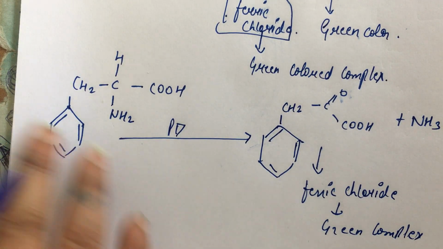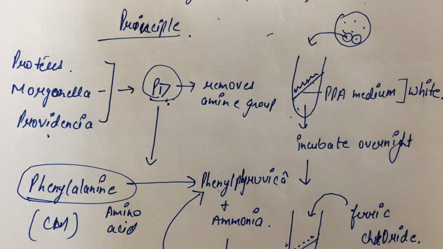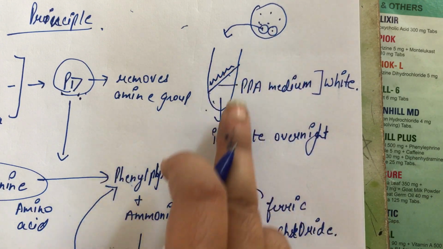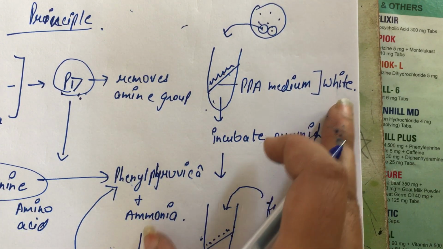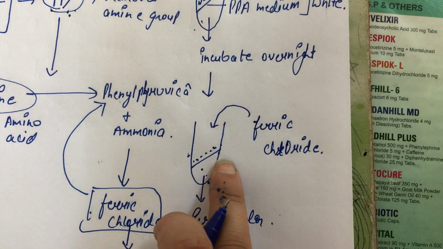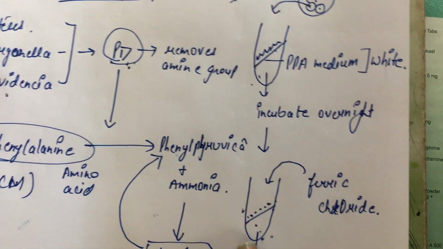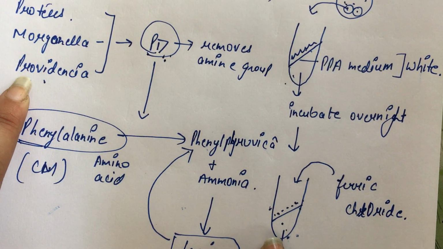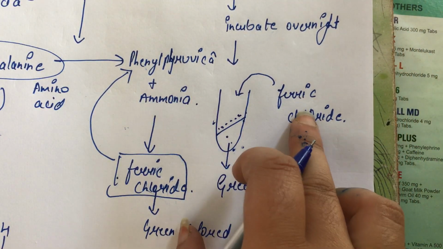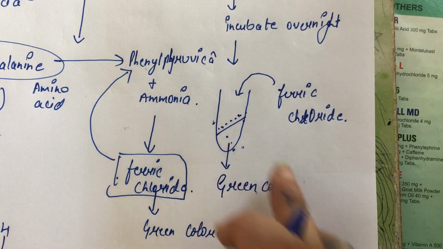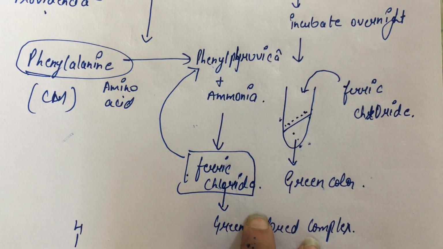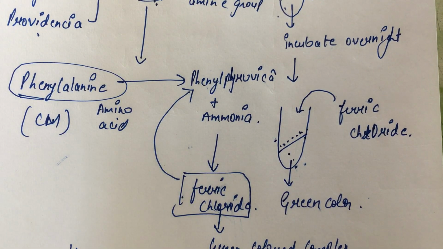So this is all about the phenylpyruvic acid test. First of all, let's revise its procedure. We inoculate a colony from the petri plate onto the PPA medium that is purely white in color, incubate it overnight, and after incubation there would be formation of colonies. If Proteus, Morganella or Providencia is present in this specimen, then when we add ferric chloride, there would be formation of a green colored complex. This is all about the phenylpyruvic acid test.